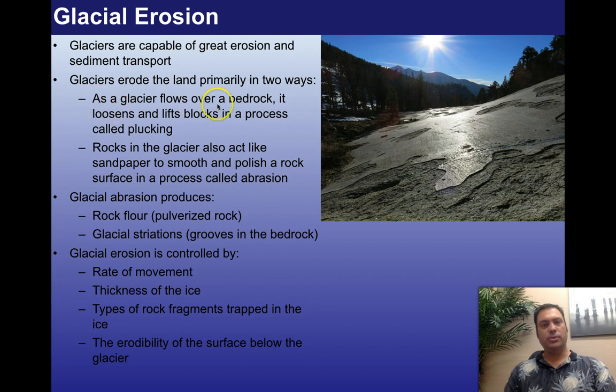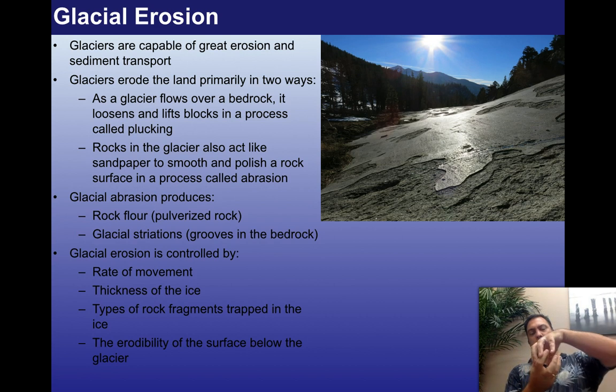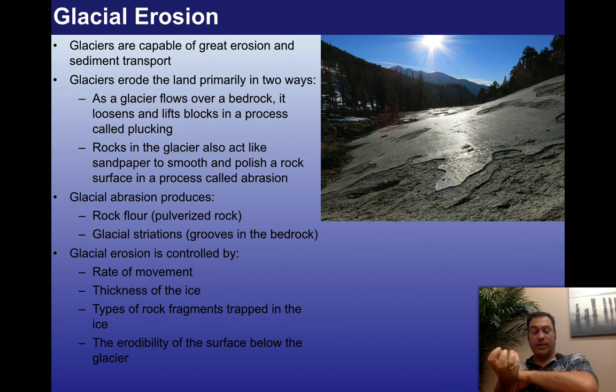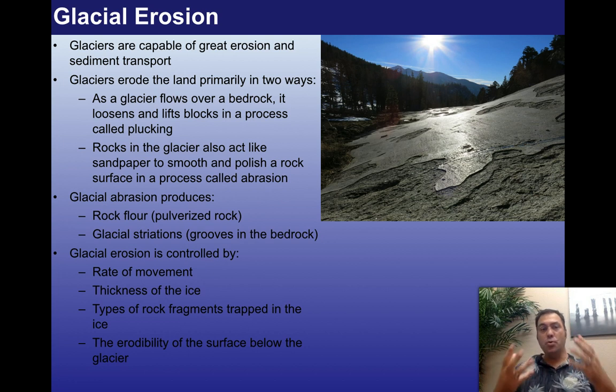First, as a glacier flows over a bedrock, it loosens and lifts blocks in a process called plucking. So imagine there's a big boulder sitting on the ground, and an ice sheet or a glacier advances, and it'll wrap itself around that boulder, and over time, it'll actually grab that boulder and hold it within the glacier, and it'll begin to move it. Eventually the glacier will melt, and it'll just drop that boulder in place. So that's one thing it can do: it can loosen and lift blocks that are completely unmovable in any other way. Even rivers can't move boulders in this way for very long distances anyway.